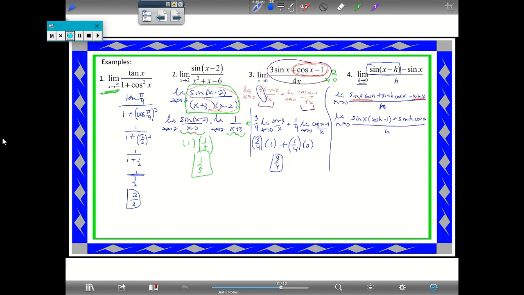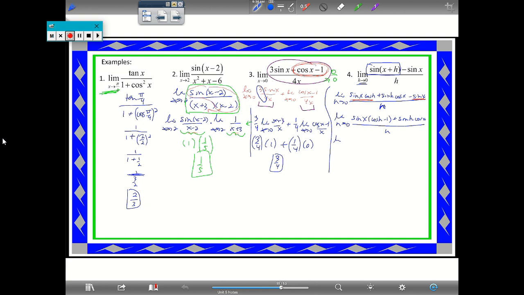I'll pause there for just a second. Sometimes students need to rewrite it so that sine x cosine h and minus sine x are right next together. Are we okay with that? All right. Look at there, I've got cosine h minus 1 over h kind of embedded in there. See that little crazy guy right there? Special limit? Okay, so I'm going to split this into two limits.